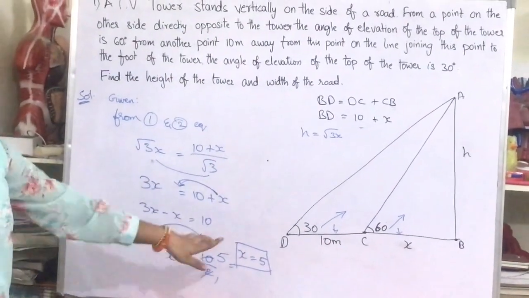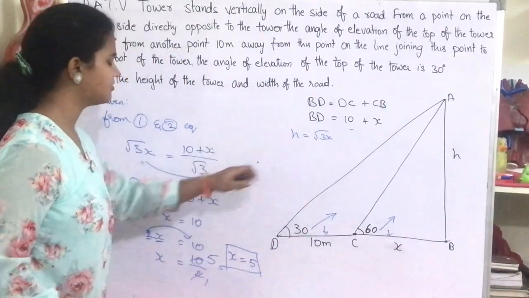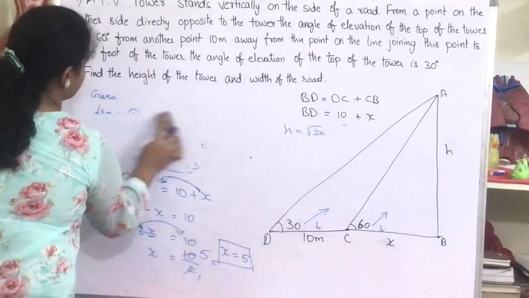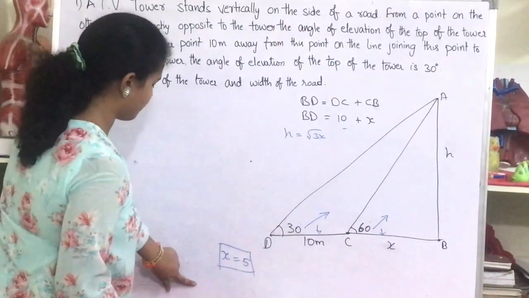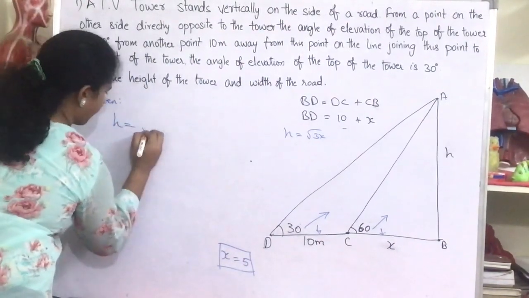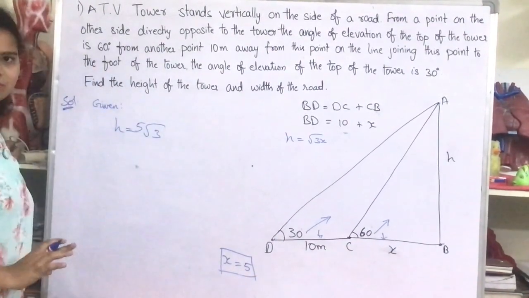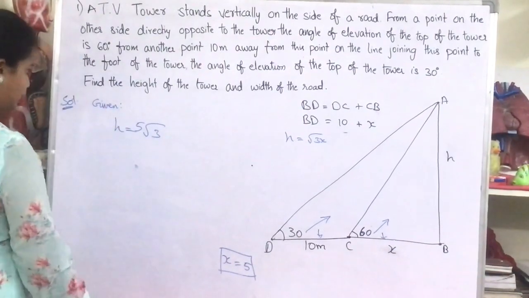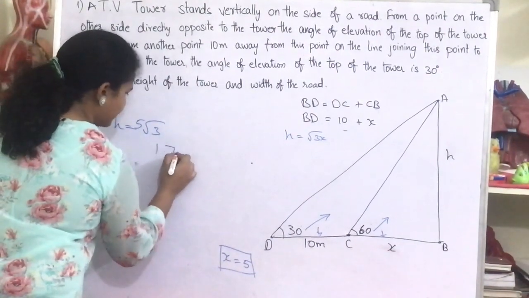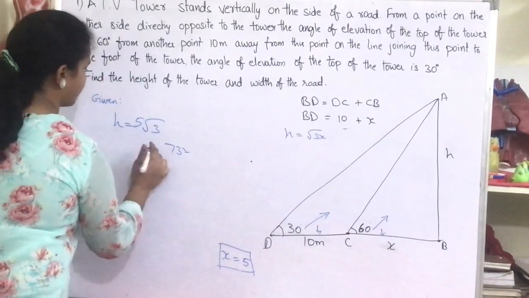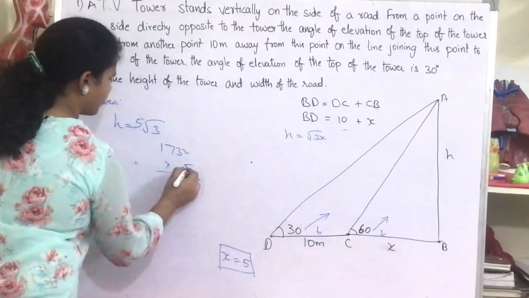I got the value x equals 5 and h as root 3 x. Now let's find the value of h by this x. So here h equals root 3 x, where x is 5, so root 3 times 5. We got the value of h as 5 root 3. If you want to multiply it, root 3 value is 1.732, and 1732 into 5.